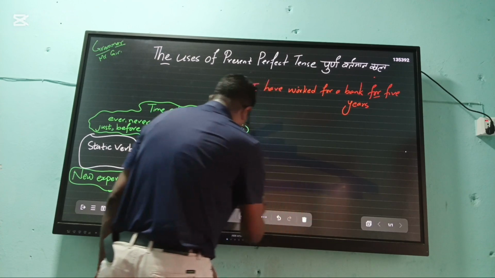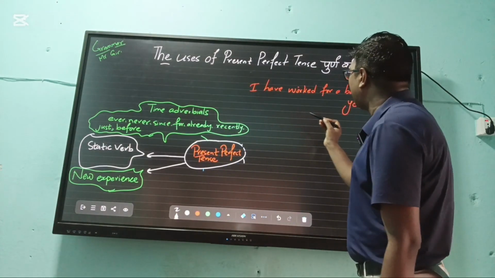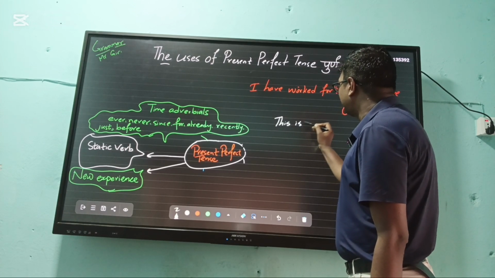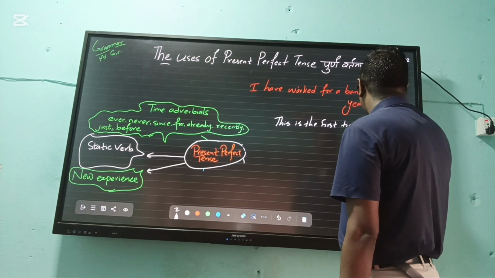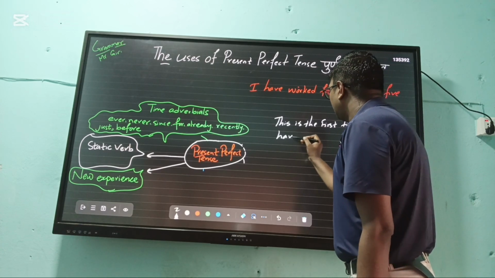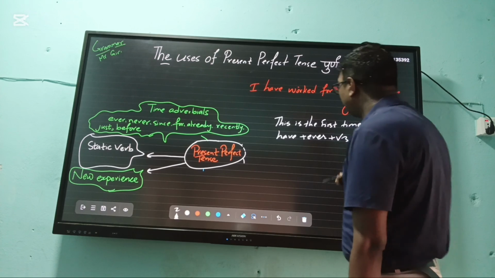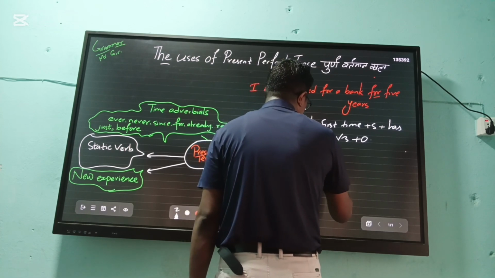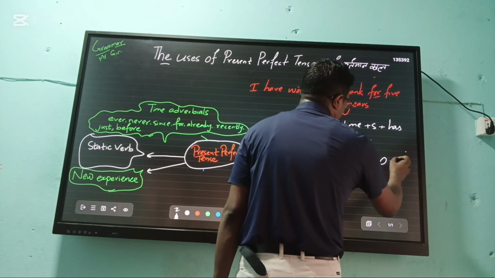Do you know how to write the new experience? New experience, it is very easy to understand. Here I am going to write the formula. This is the first time plus subject plus has or have plus ever plus V3 plus object, or subject plus has or have plus never plus V3 plus object plus before.